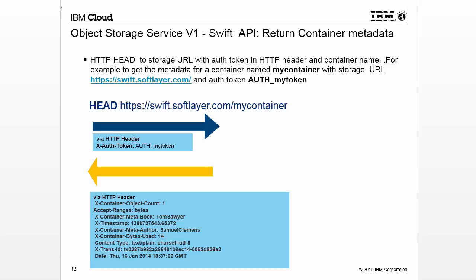Container metadata is returned via HTTP HEAD. The storage URL and auth token returned from the authentication operation are used in a HEAD operation that also includes the container name. A 204 HTTP code, no content, is returned on success, and the metadata is returned in the HTTP header.